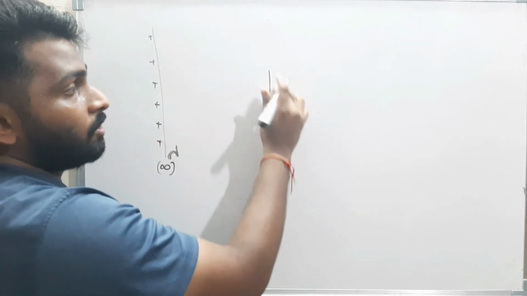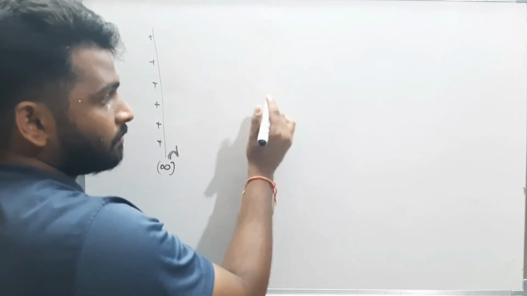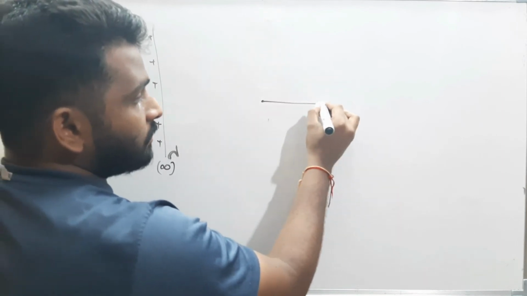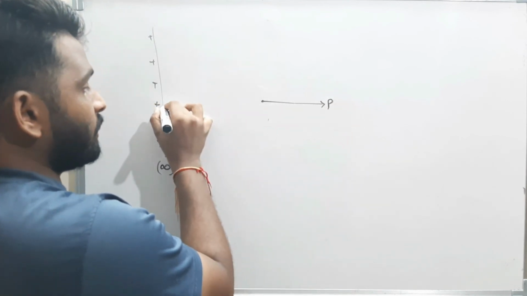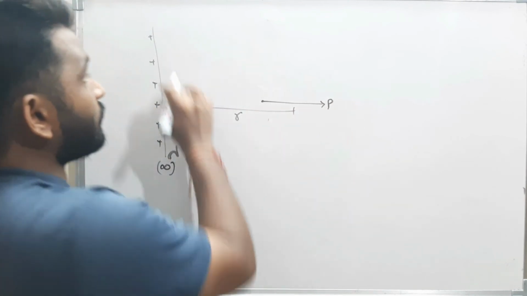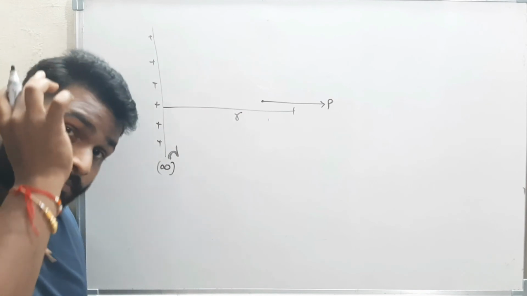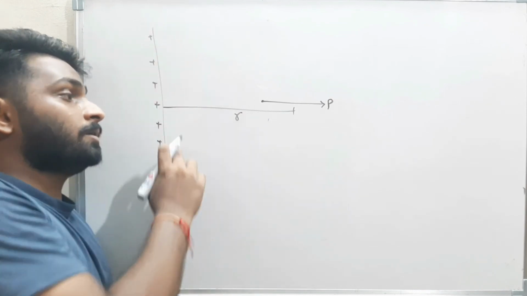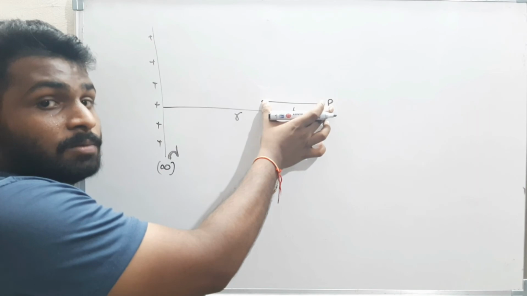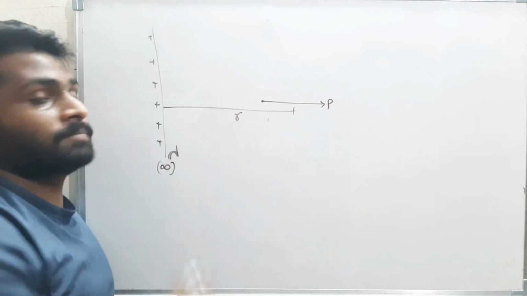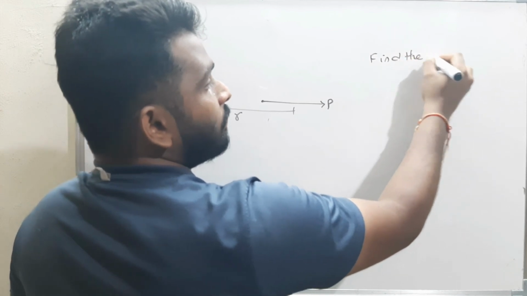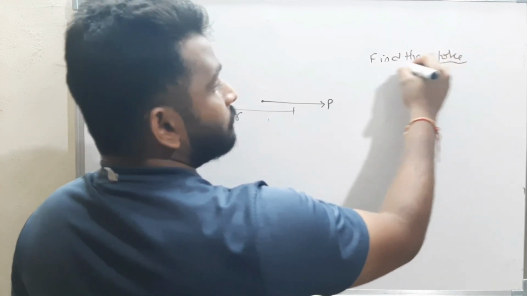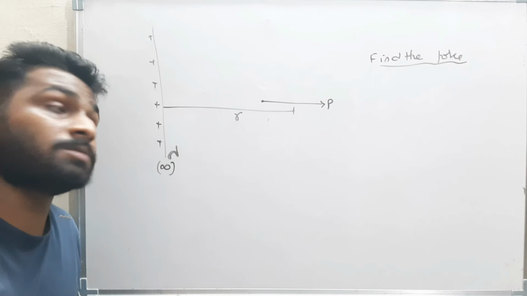And one more thing, one dipole is present. One dipole P is present at a distance R from the wire. This is the wire and this is the dipole, and this dipole is present at a distance R from the wire. Now they want to find the force between them.